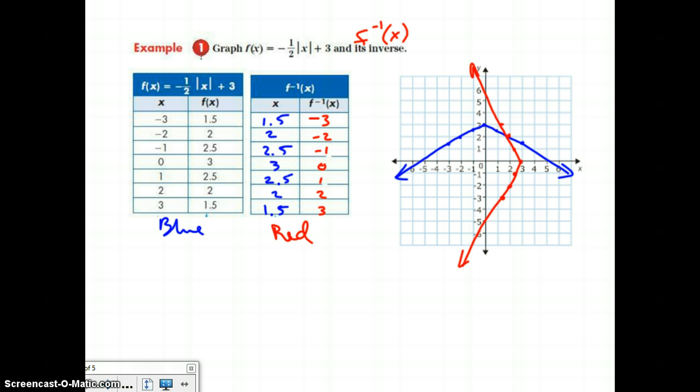One of the tricks that you can use is to draw in the equation for the line y equals x. I'm just going to draw the dotted line for this. It looks like this. In every instance, it's going to look like this, where the x and y coordinates are the same. And you can see that the blue function, which is the original function, is reflected across y equals x, and that's how you get the red function, or the inverse.